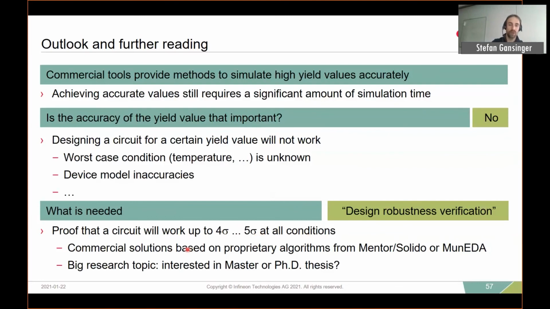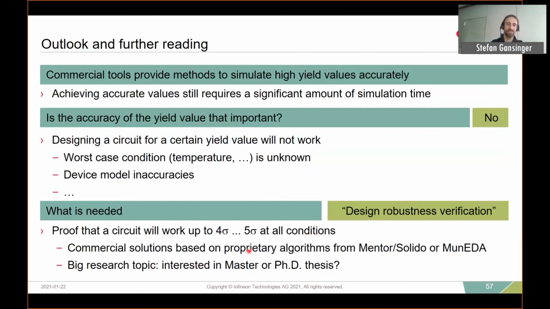For this, of course, there are also commercial products, one again from Mentor Solido, or there's another one from Moneda. Both solutions are, again, proprietary. It's really hard to tell how they work internally. And they would say for research and academic, but also for companies like Infineon, this is not a nice solution. So at least from my point of view, in this area, this is still a big research topic. And of course, if you're interested in this and want to do some research in this area, please contact me.